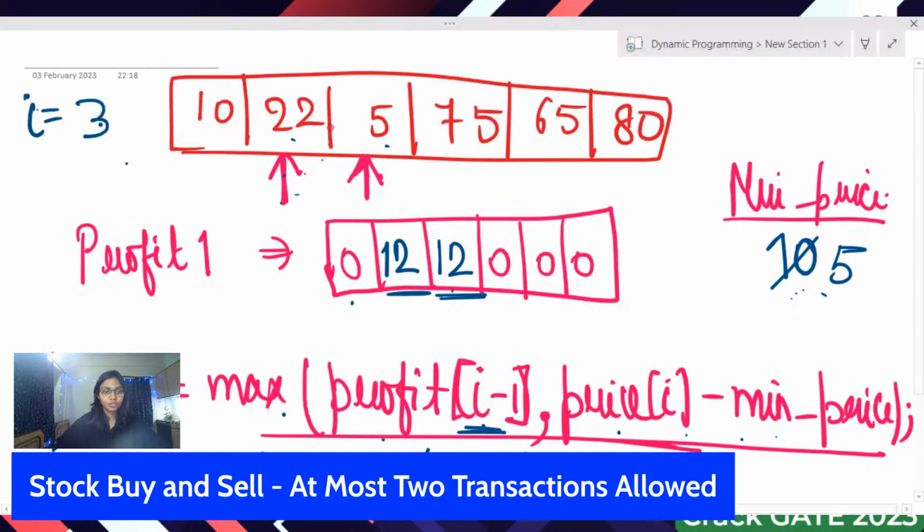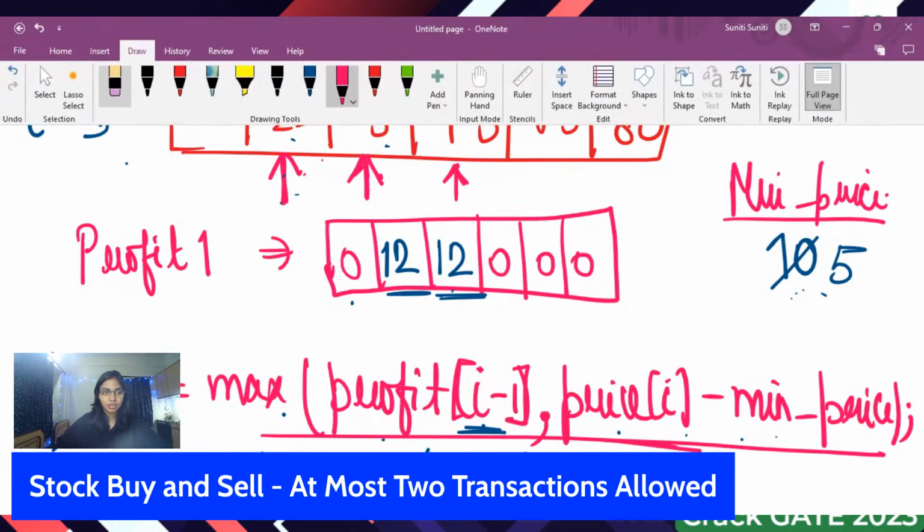Let us now move to our next index, that is 75. Now we are at 75. Do we need to update the minimum price?